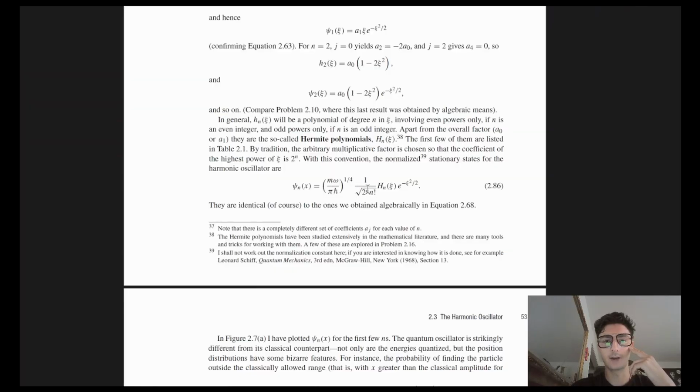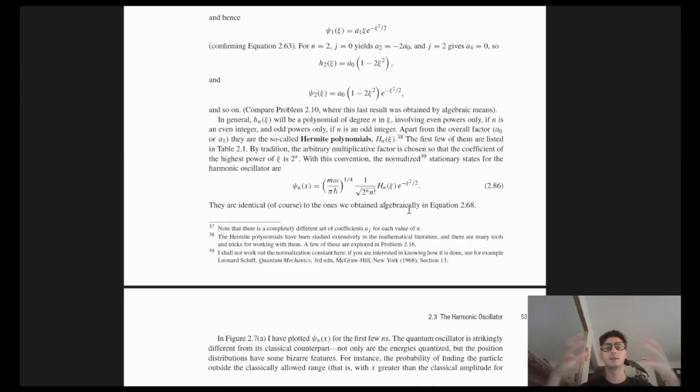This factor, 2 to the n, comes from here. And then the Hermite polynomials, and then e to the minus xi squared over 2, which we got from the beginning, when we made that approximation looking at very large xi's. We were looking for this, and we just found this.